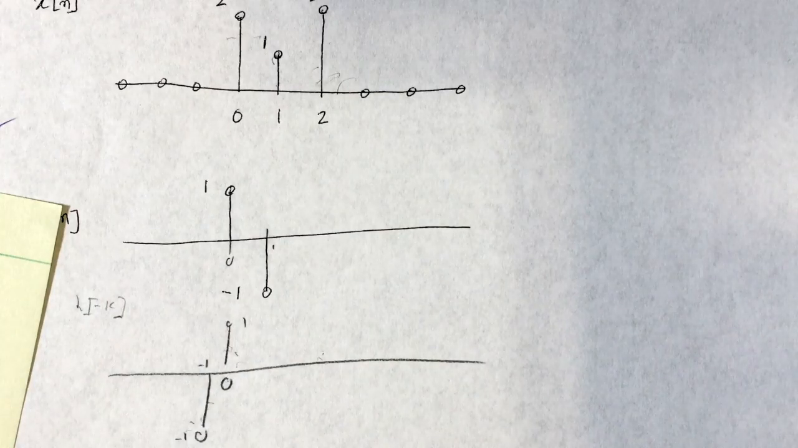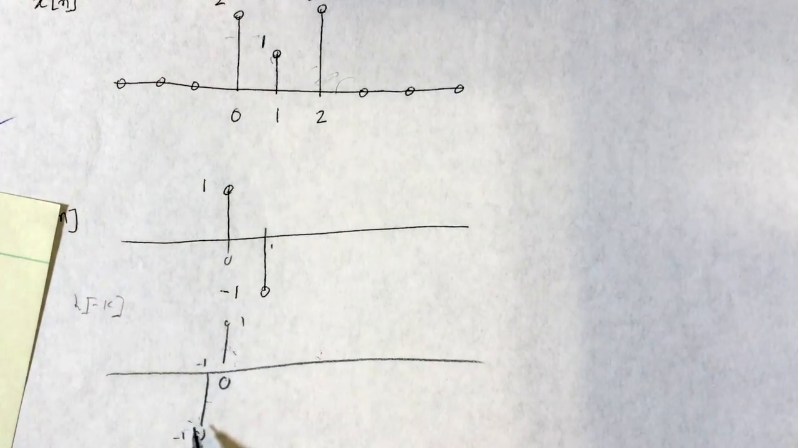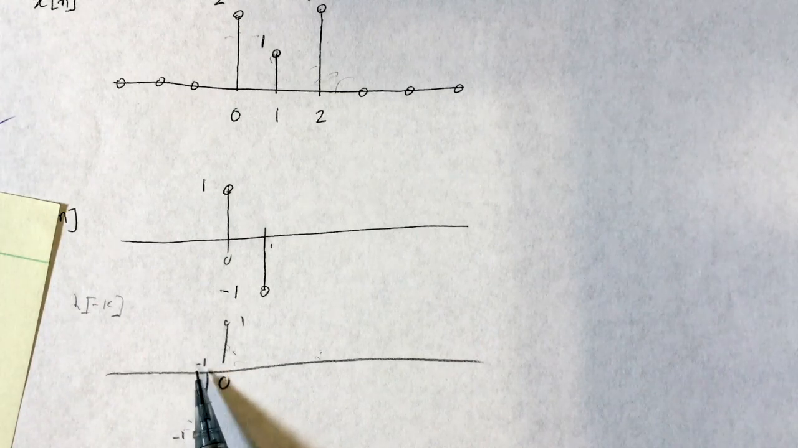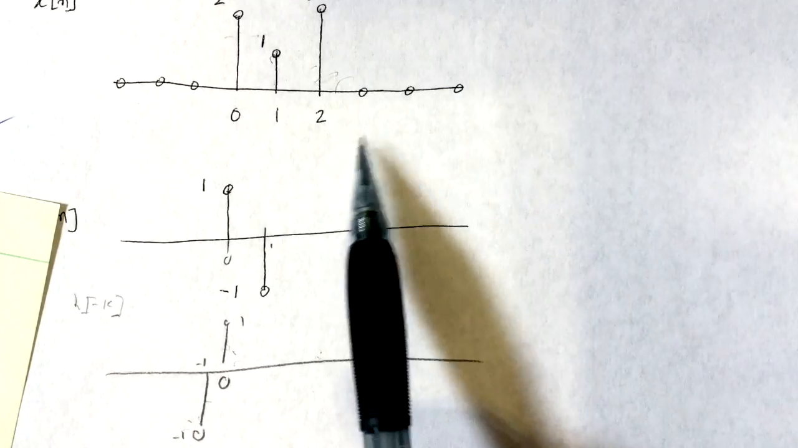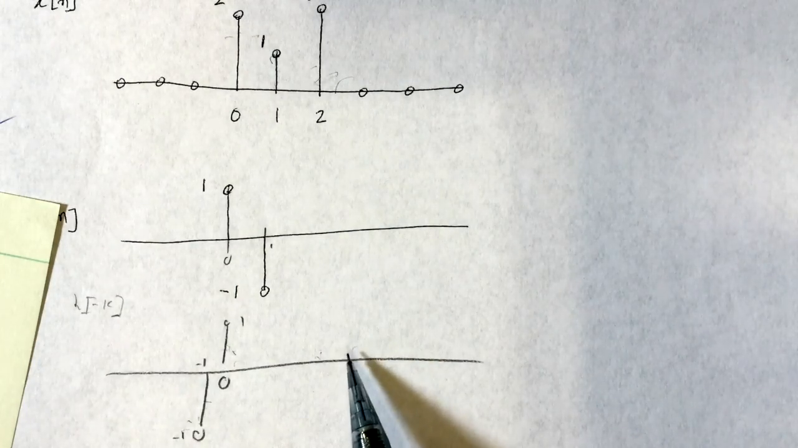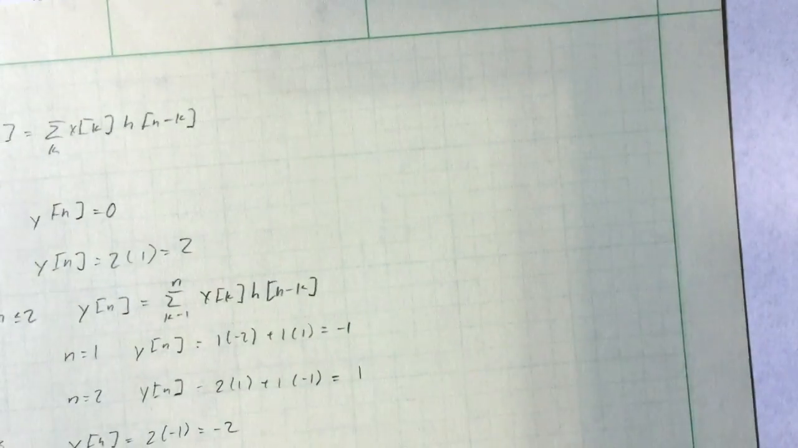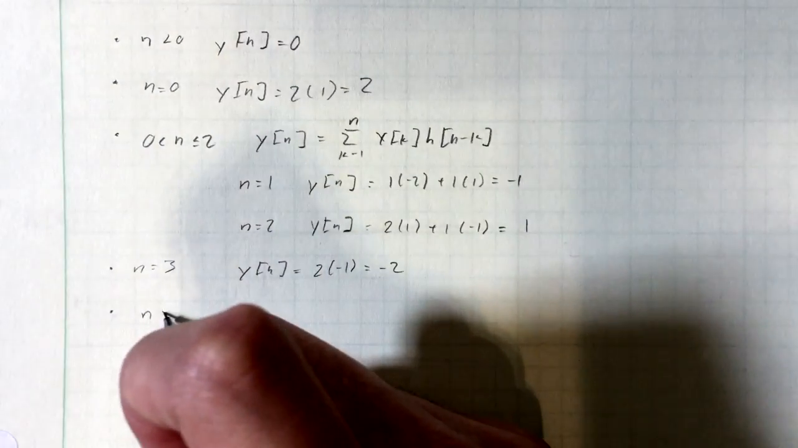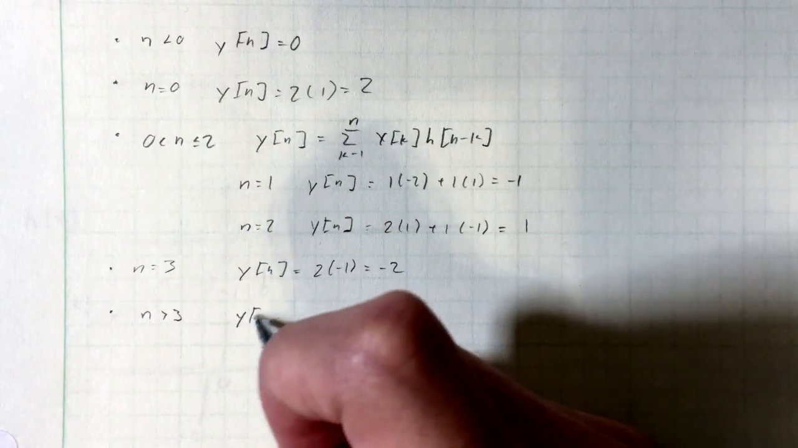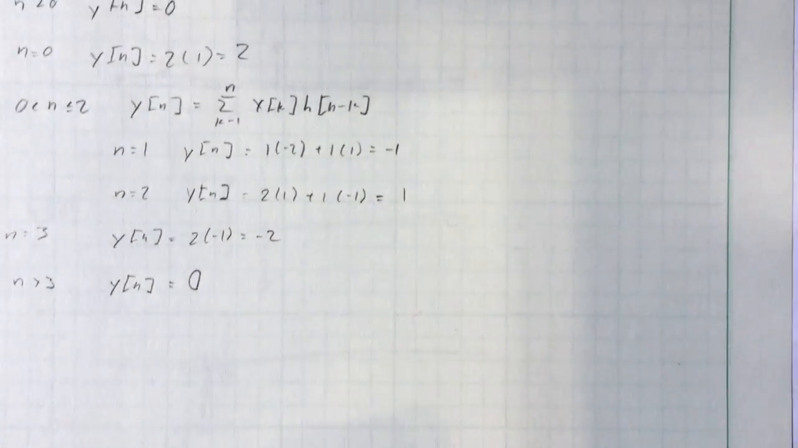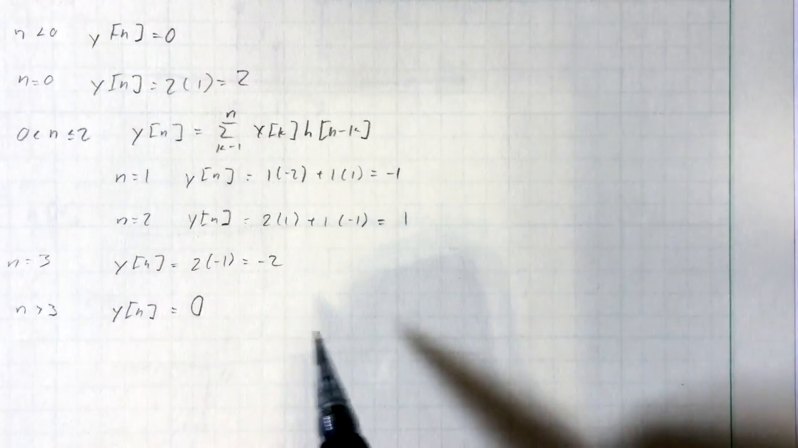And then next one, when n is greater than 3, these no longer overlap. Let's say this is 4, right here. When this is 4, 4 minus 1 will equal 3. So those two signals will no longer overlap, and y of n will be 0 again. So n greater than 3, y of n equals 0.